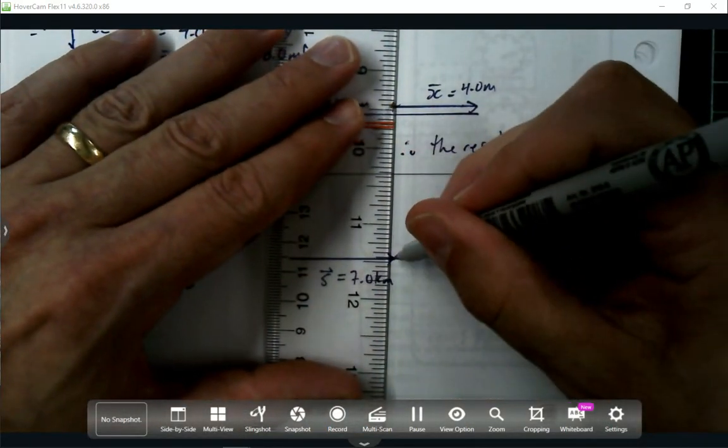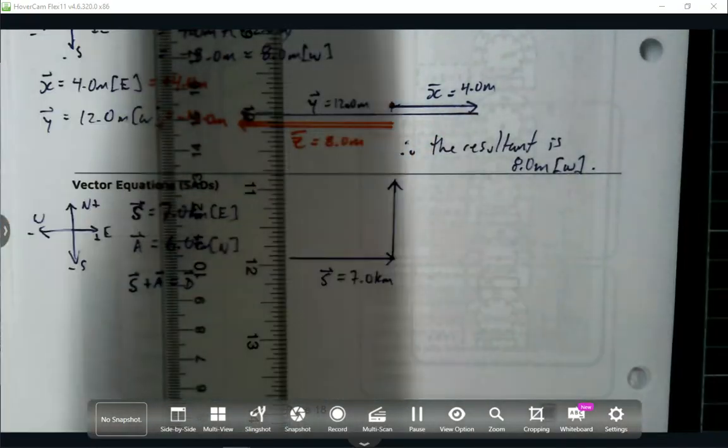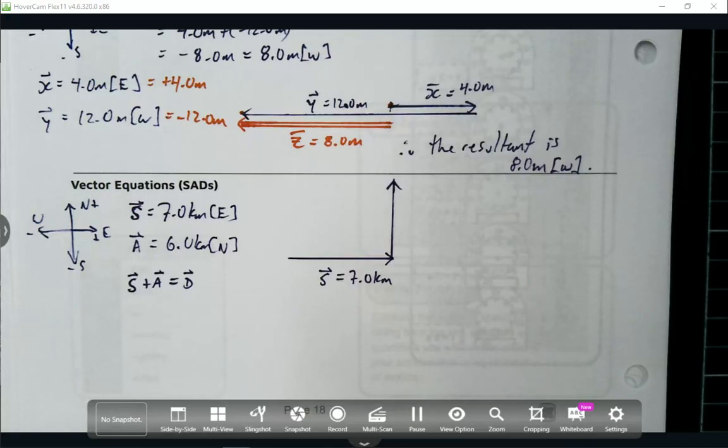So tip to tail addition is easier to show in 2 dimensions because nothing's got to be offset. You can actually connect them. You can properly snap them together in 2D. And you can imagine you can properly snap them together in 3D, but we're not going to go 3-dimensional with this course. We're keeping everything to 2 dimensions. 2 dimensions is enough, okay?